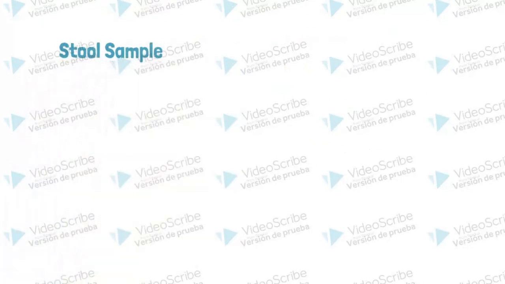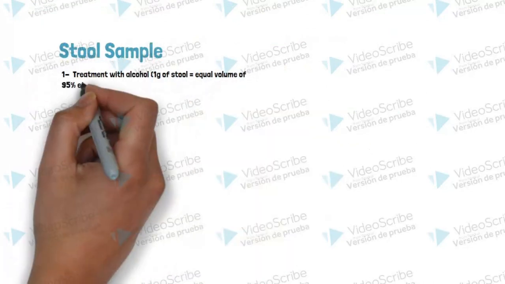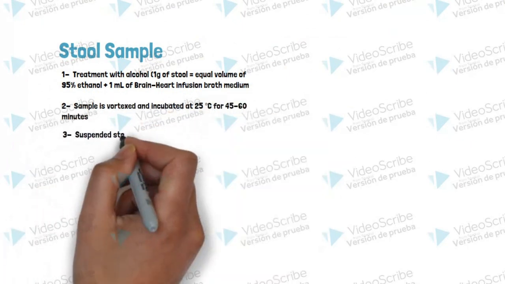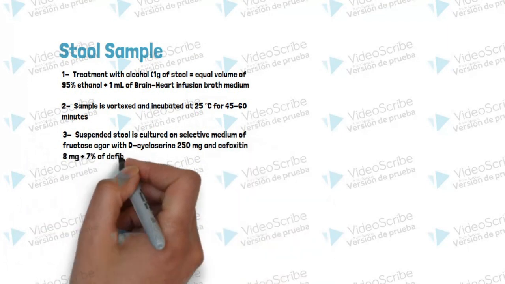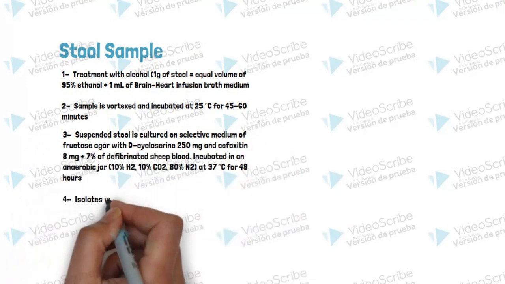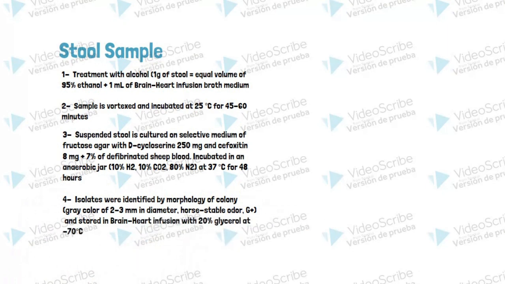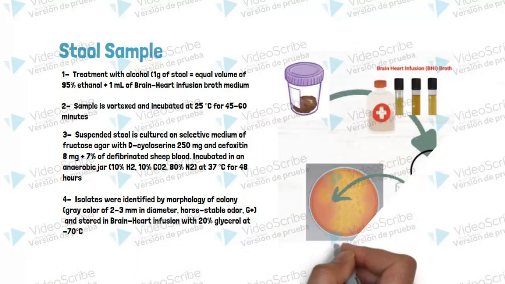Stool samples were treated with alcohol to enhance the isolation of the bacteria. Then the specimens were vortexed and incubated at room temperature for 1 hour. The suspended stool is cultured in a selective medium and then incubated in an anaerobic jar. Finally, the isolates were identified by morphology of the colony and gram-positive appearance.